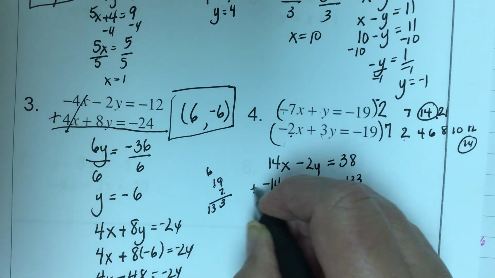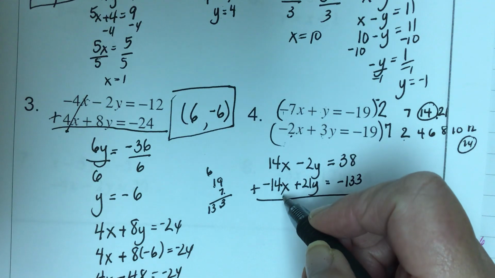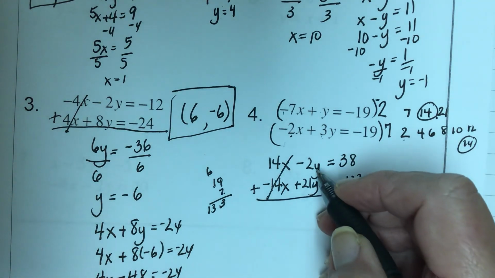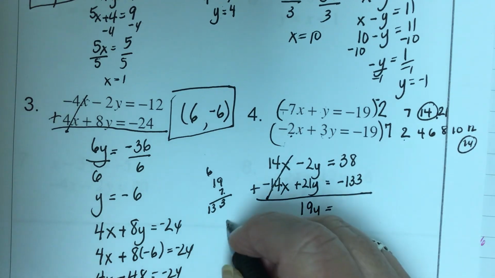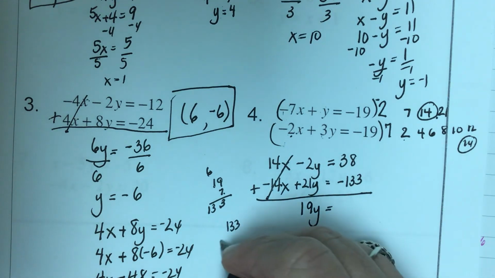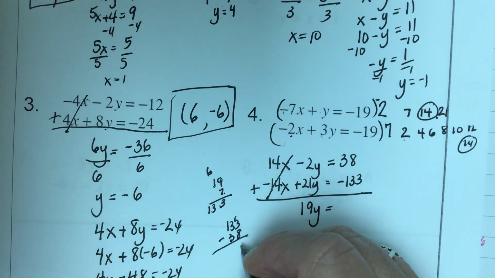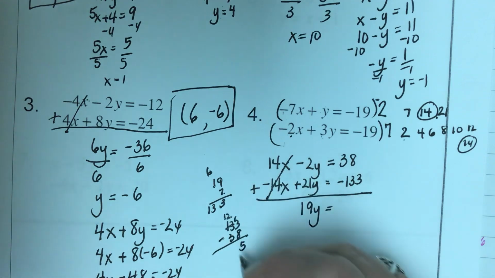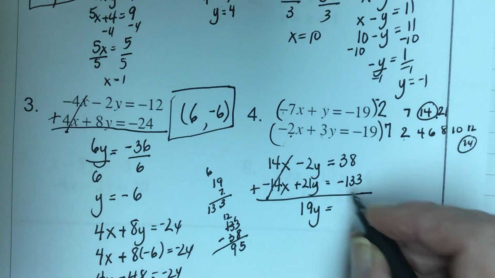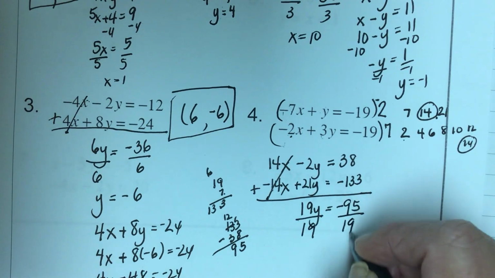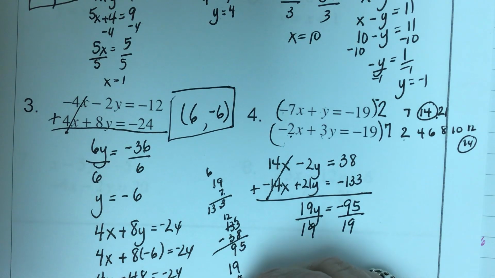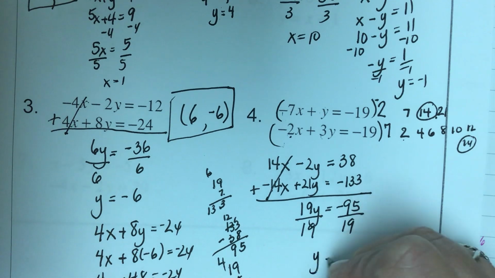Now I'm going to add them together. 14x and negative 14x cancels out. Negative 2y plus 21y is 19y. And then 133 minus 38. 13 minus 8 is 5. This should become 95, and it'll be negative 95. Divide by 19. I believe that's 5. 5 times 19 is 95. Yes. So y equals negative 5.